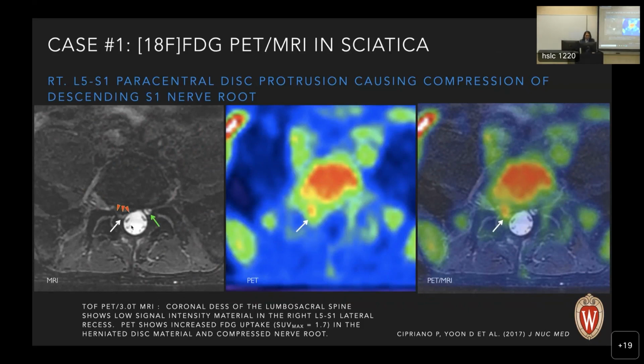So what we're seeing here are axial images through that same abnormal finding. So we have our herniated disc being kind of outlined here by red arrowheads. Here's that traversing S1 nerve root in the lateral recess getting crushed by this disc.